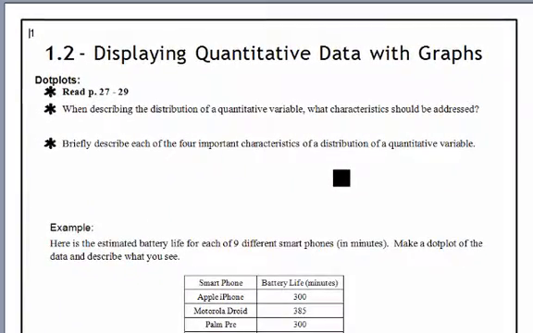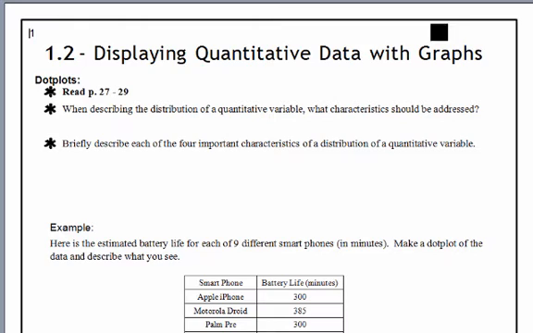To display categorical data, we can use either a bar graph or a pie chart. But how do we display quantitative data? In this section, we're going to look at several different types of graphs that can be used to display quantitative data. The first one is the dot plot, which we've already used for some of our activities this year. In dot plots, each dot represents a data value.